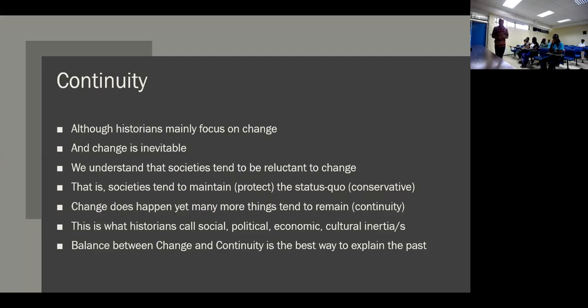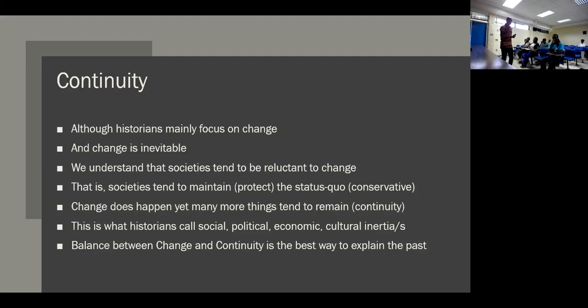So societies tend to be reluctant to change, tend to maintain or protect the status quo. We tend to be conservative. Those leading change, in some cases, tend to be a minority, whether it is political, social, technological, or economic change. In a way, change means taking risks and that uncertainty that I mentioned.